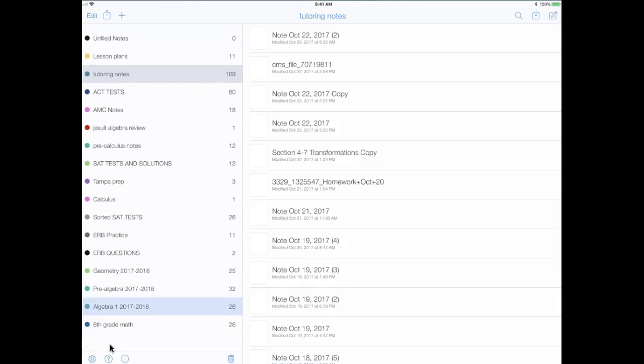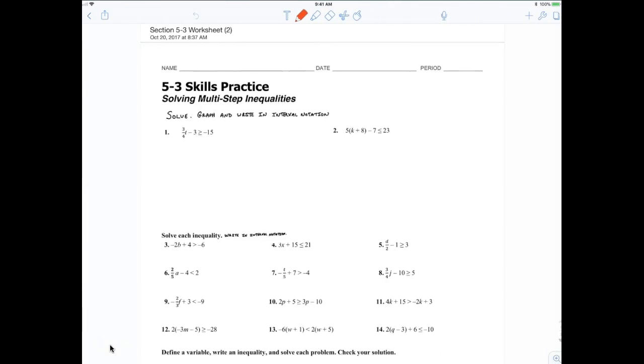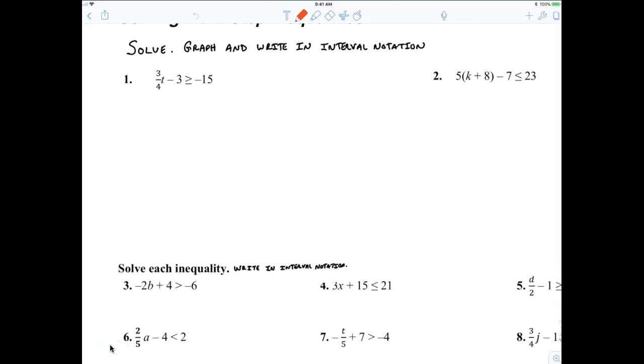Algebra 1 and 5-3 worksheet. Now, today there's a few little things. We're going to learn how to graph the inequalities, but that's really easy. We're also going to learn how to write in interval notation, which is super easy also. All of this is super easy, but we're going to take 2 days.